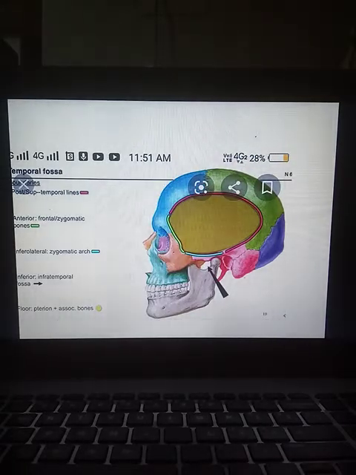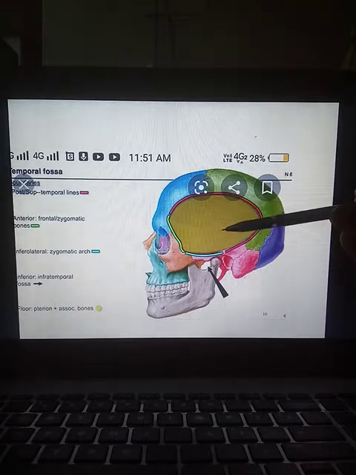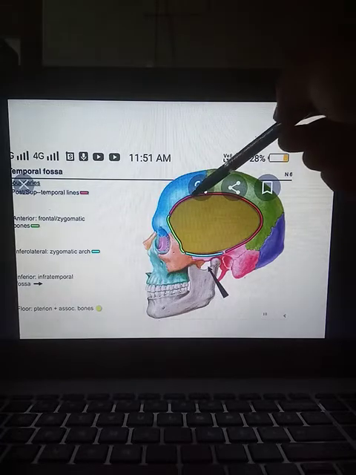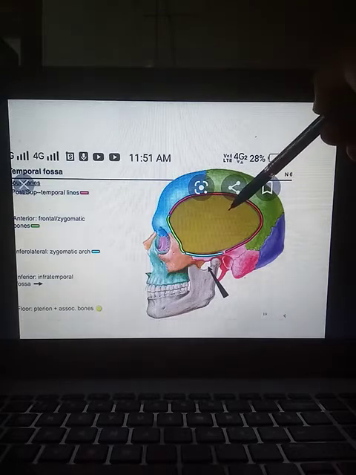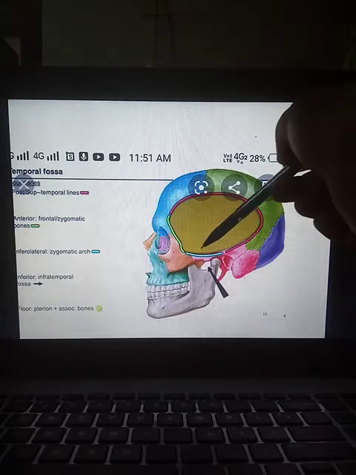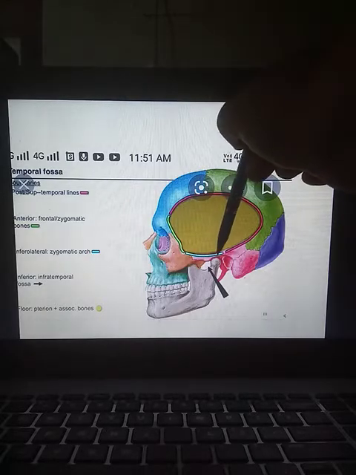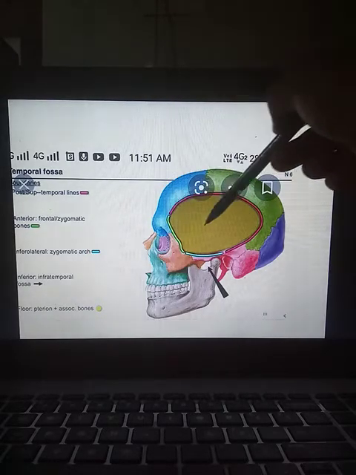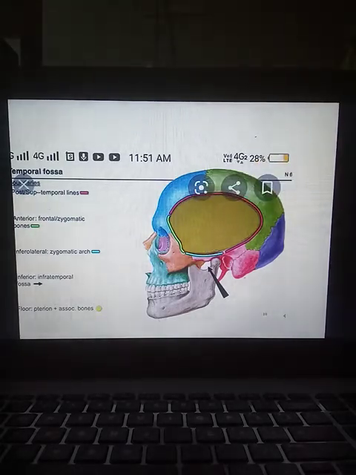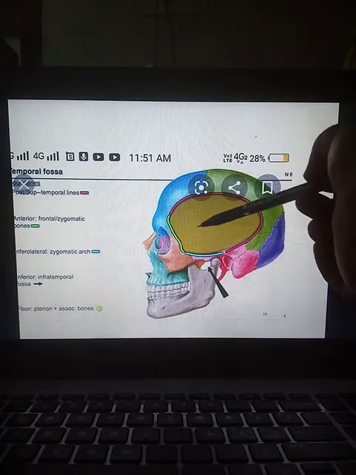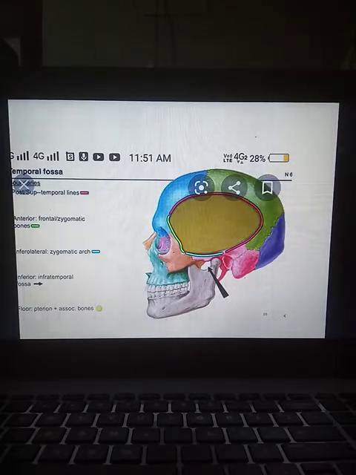Then the floor. Now this is its floor. What is in this floor? It is the skull itself, but which parts of the skull? You will be having parts of the frontal bone, parts of the parietal bone, then parts of the temporal bone, and from inside, a bone here, the sphenoid bone. So you will be having the frontal, parietal, temporal and sphenoid bones. These four bones join to form an H-shaped suture that is called the pterion. So these were the boundaries of your temporal fossa.